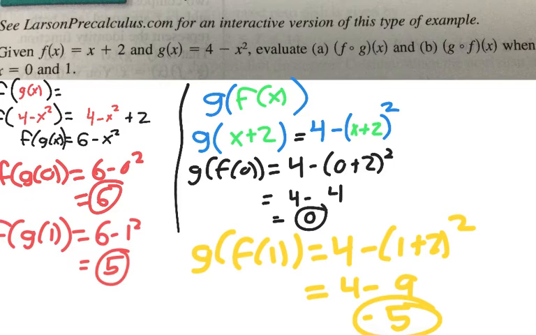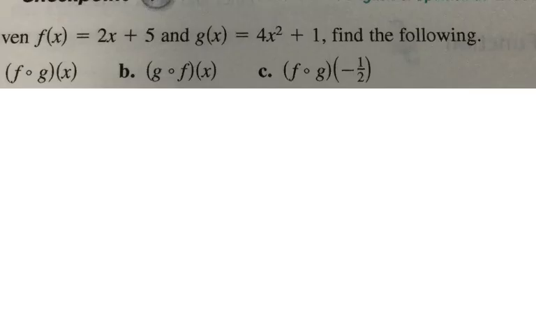So notice how when we build the compositions, f of g is not the same as g of f. They give different values depending on the order in which you build your composition. So don't just think you can always do it one direction, it's the same thing. They're not. You get different answers depending on how you build the composition. And so let's just make sure that we're doing it correctly.